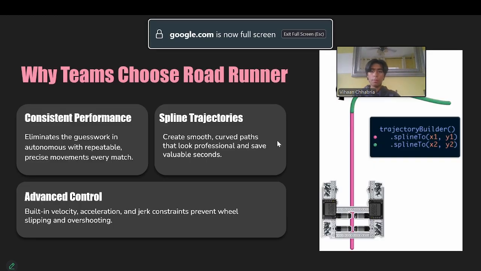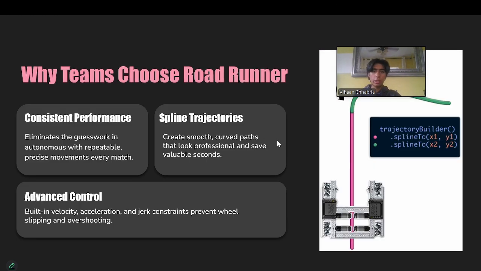So Roadrunner has many features, such as consistent performance. Due to the tuning you do beforehand, it allows you to have much more consistent matches where your autonomouses hit your marks every single time.